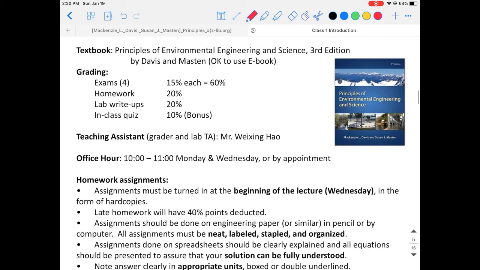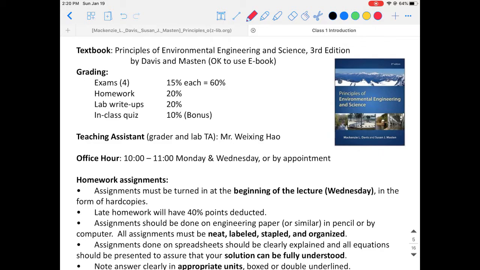In terms of the textbook, we're going to use Principles of Environmental Engineering and Science, the 3rd edition by Davis and Masten. I noticed that this textbook already has a 4th edition, but right now it is not in a very good binding condition. When you order it, you're still going to receive it in loose pages. Since the 3rd edition is still available on different websites, you can order the hard copies.